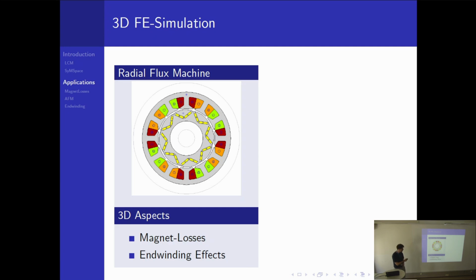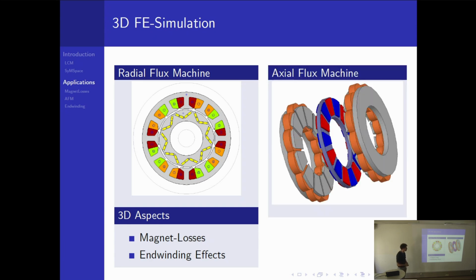There are certain aspects you cannot cover in 2D, so you need 3D simulations, and for this we are using ngSolve. I will show how we do it in our simulations. For example, magnet losses you cannot cover well in 2D, because the magnets span the whole rotor in the axial direction. So you have eddy currents there, and you want to cover them as well. End winding effects I will come to at the end, if I have time.